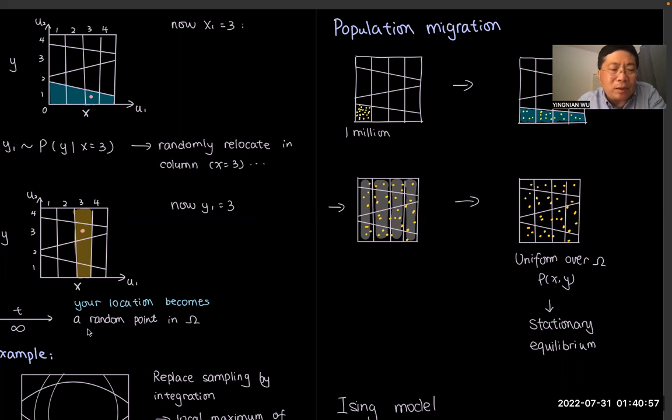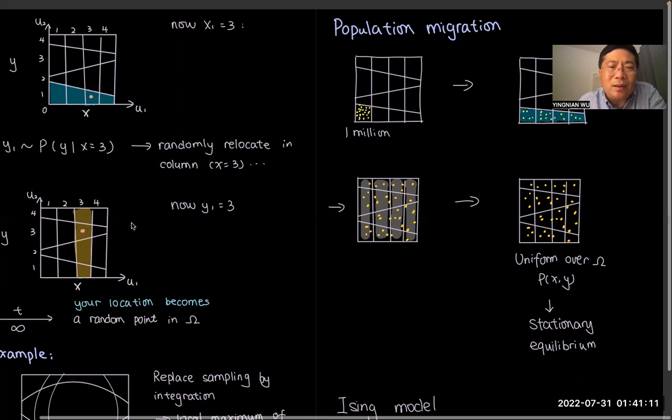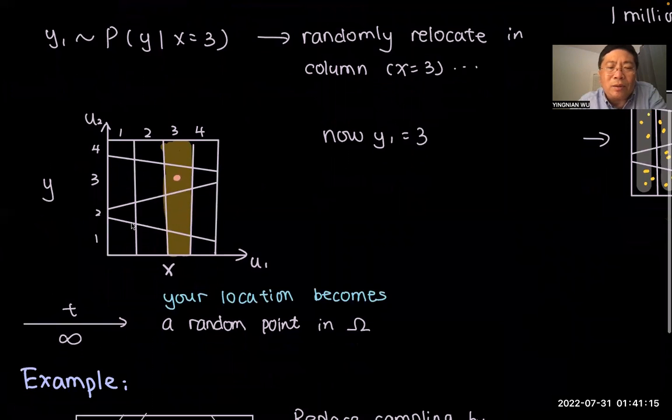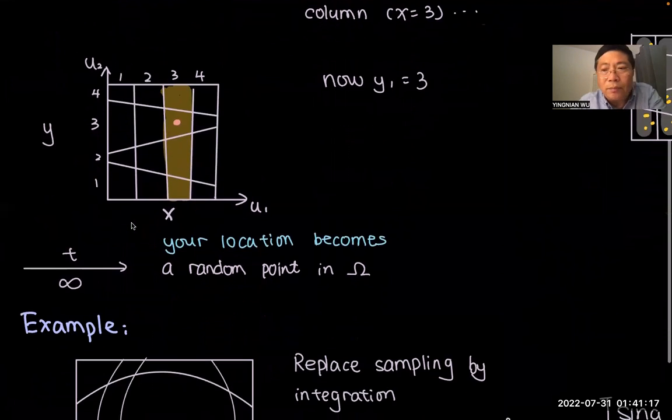And then after many iterations, your location becomes a random point within this unit square, so that the corresponding column and row follow the joint distribution for xy. So that's the basic idea of the Gibbs sampler, which means you're just doing random relocation.